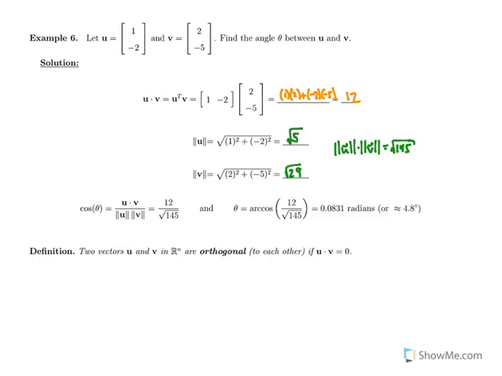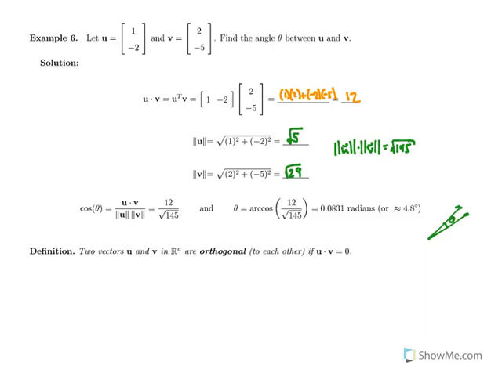So here we have that cosine of theta is equal to u dot v, which is 12, divided by those norms multiplied together, which is square root of 145. And if I take the arc cosine of that value, that's just some number, plug it into a calculator, that'll give you 0.0831 radians, or that's about 4.8 degrees. So these vectors are very close to each other. The angle between them is not very big.